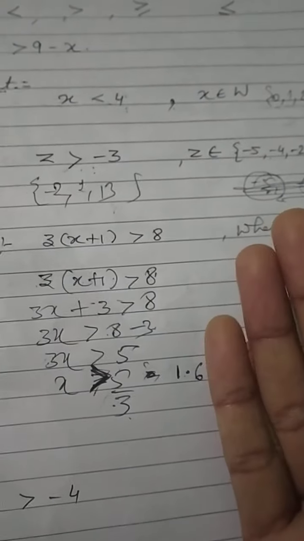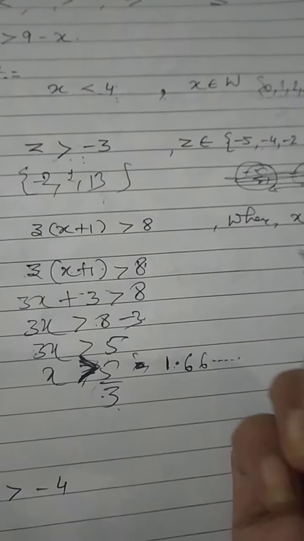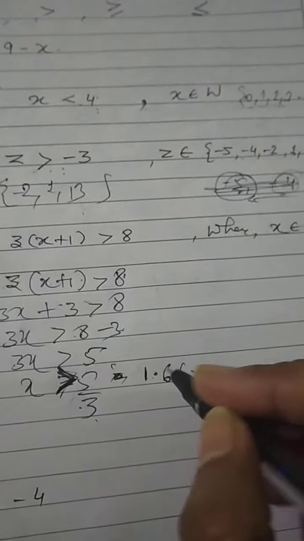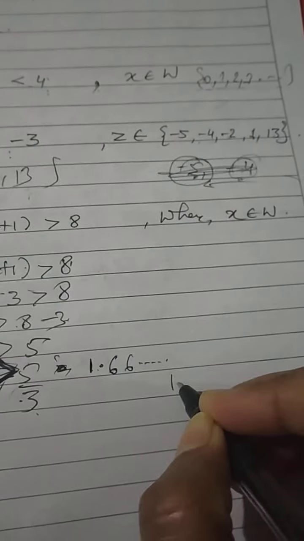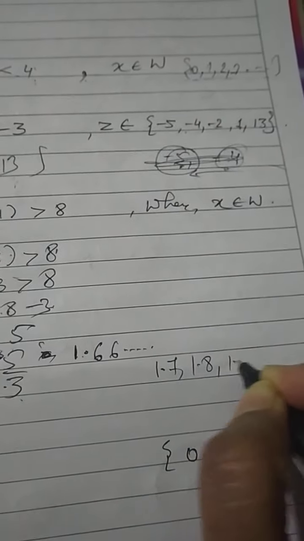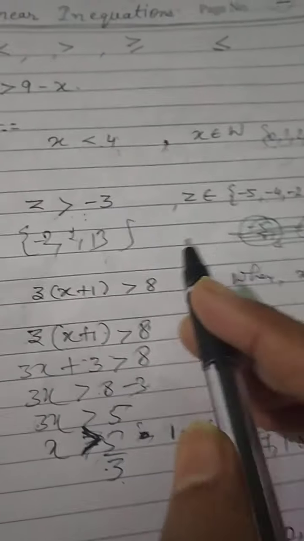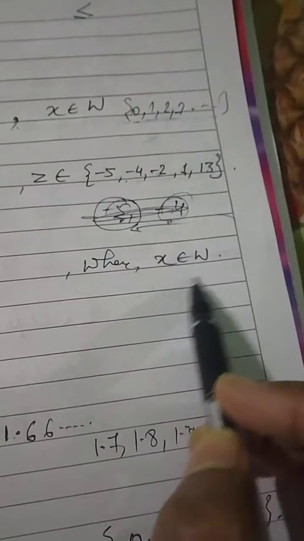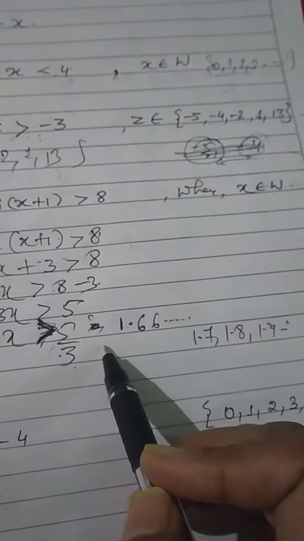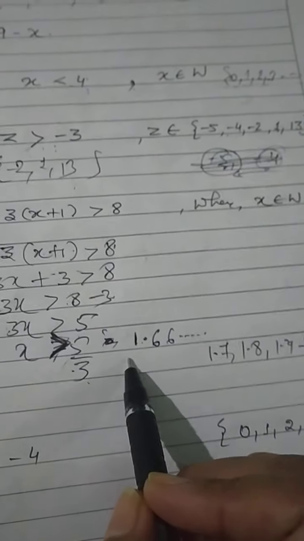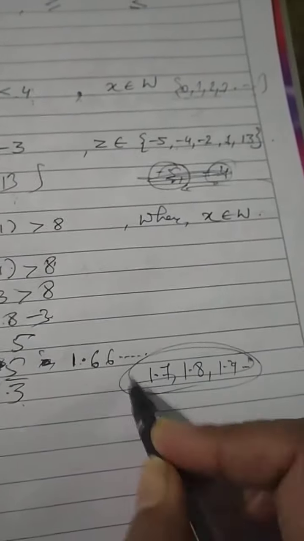You have to take the solution of x which is greater than 1.6. So greater than 1.6 are 1.7, 1.8, 1.9, and like this it will go on. But don't forget that x belongs to the whole numbers only. You have to take the solution as a whole number only. You cannot take a decimal number.